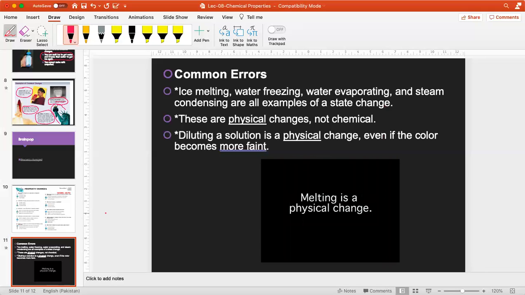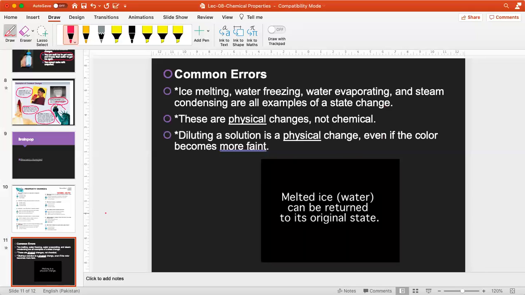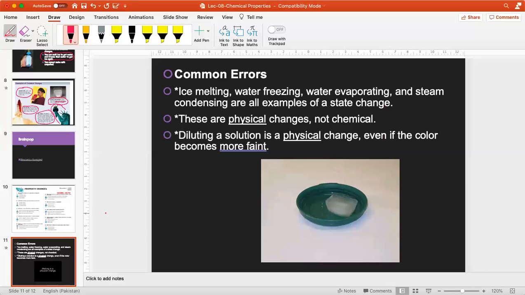So these are the common errors. When we take the example of water and observe ice, and the ice is converted into the liquid water state, mostly students think that a chemical change has happened. No, it's not chemical. The state of water is changing, from ice to liquid. So this is a physical change.